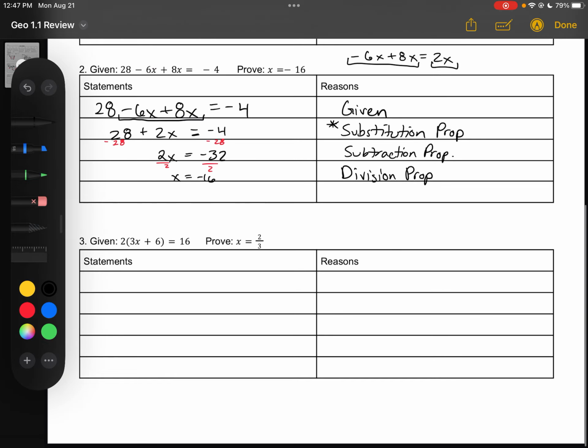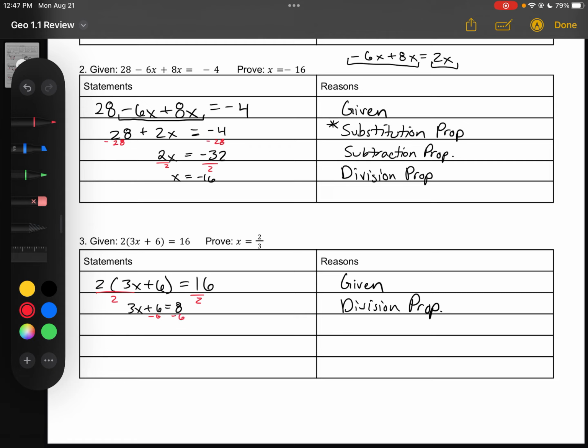All right, last proof here. Again, always write down the given statement. And you have a few choices. I prefer to divide, so my first step, I take both sides and divide them both by 2. So that would leave us with the x plus 6 equals 8 by the division property. You can also use the distributive property here, so you can distribute the 2 into both terms. It's up to you. You have a choice.